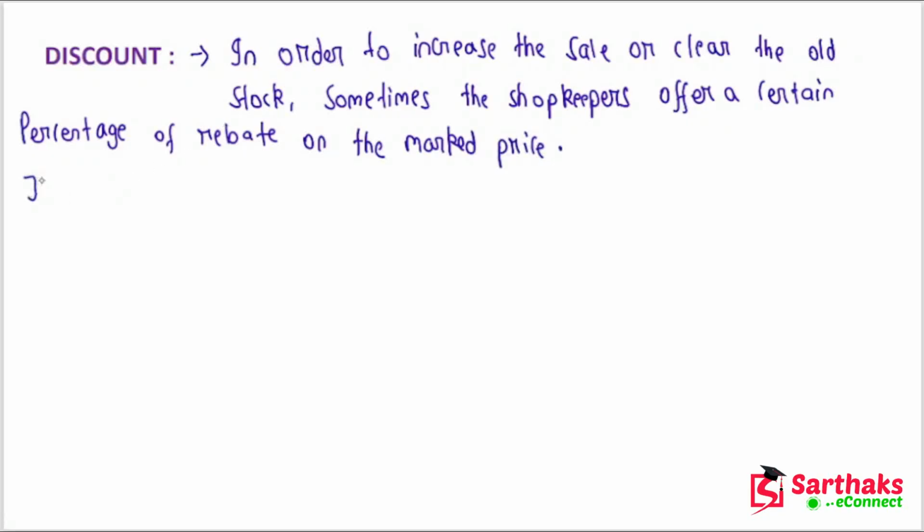This rebate is known as discount, right? So you can very well see that discount is nothing but something the shopkeeper actually takes some amount less. Okay, so he does not ask you for the complete marked price. He gives you 5%, 10% rebate. Okay, so that is something called discount.